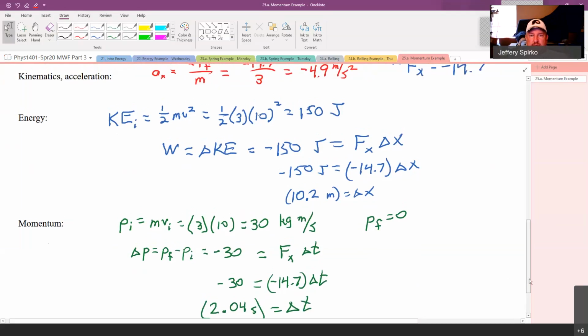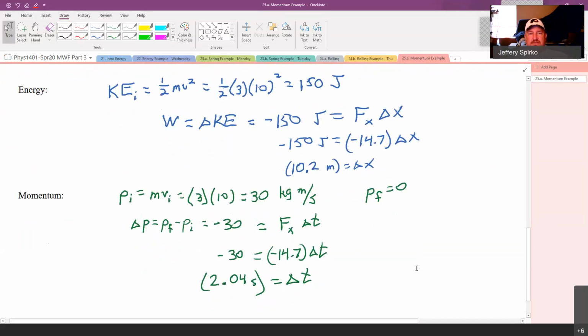And we could have used the acceleration to find the amount of time instead of using the idea of momentum, but we'll find that momentum has some advantages that sometimes it just is easier to think about momentum than to go back to kinematics equations.